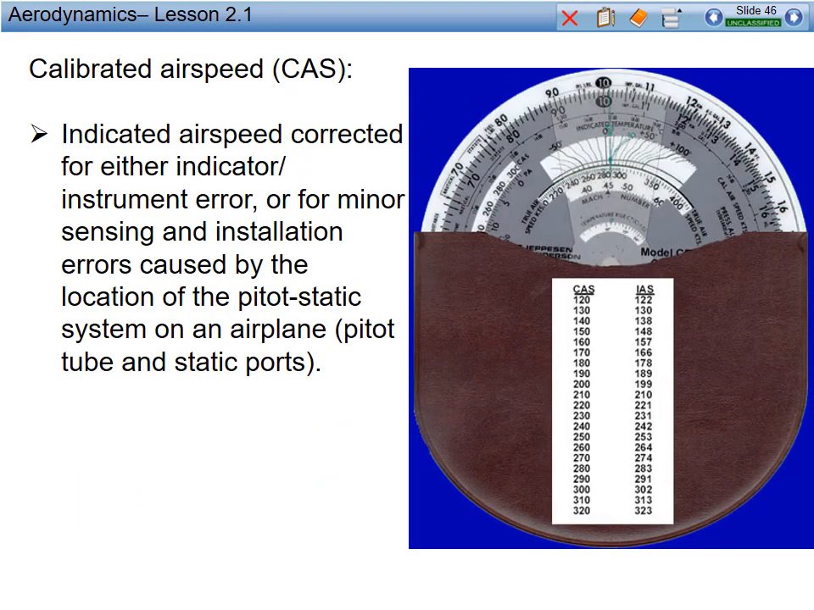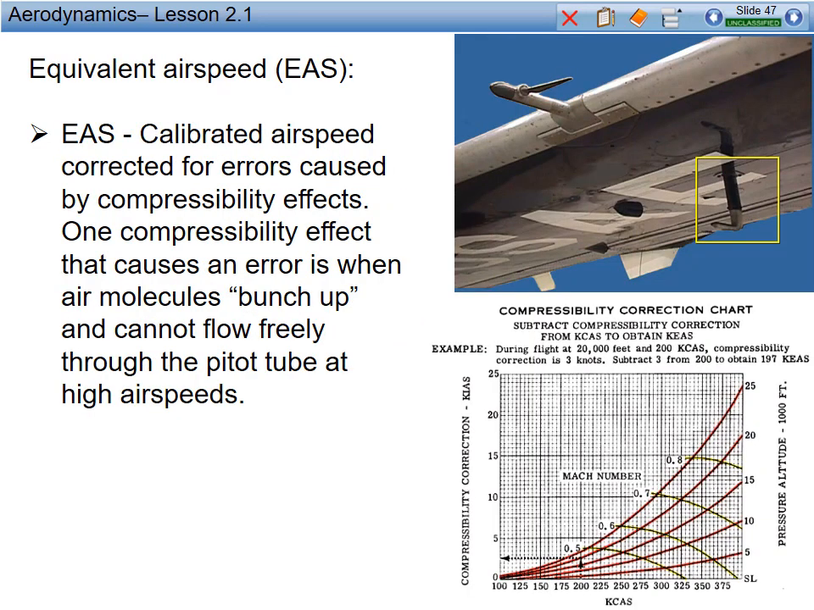Calibrated airspeed is indicated airspeed corrected for either indicator or instrument error, or for minor sensing and installation errors caused by the location of the pitot-static system on an airplane. Equivalent airspeed is calibrated airspeed corrected for errors caused by compressibility effects. One compressibility effect that causes an error is when air molecules bunch up and cannot flow freely through the pitot tube at high airspeeds.